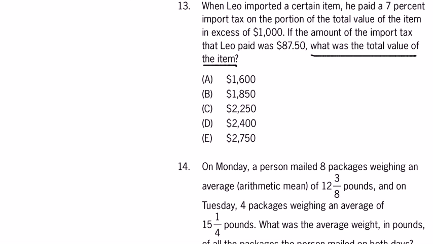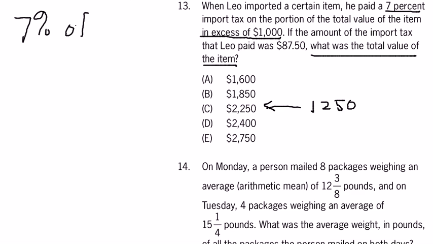When Leo imported a certain item, he paid a 7% import tax, 7% on the portion of the total value in excess of 1,000. If the amount of the import tax that Leo paid was $87.50, what was the total value of the item? Now you can set up some percentage equations to do this. I think the best way is to start with answer C, subtract $1,000 to get $1,250, and see what is 7% of that.